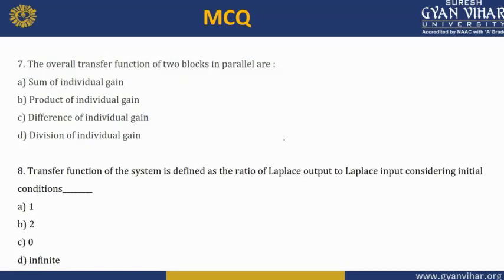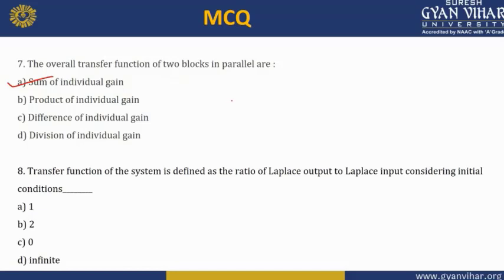I have told you, when we are having two blocks in parallel, what do we do? We do the summation of the individual gains or the difference of the individual gains. It depends on whether the gains are with positive polarities or negative polarities. But in general, if no polarity is defined in the question, then it is always to be considered with positive signs, positive polarities. So the answer of this question will be the first one, A.